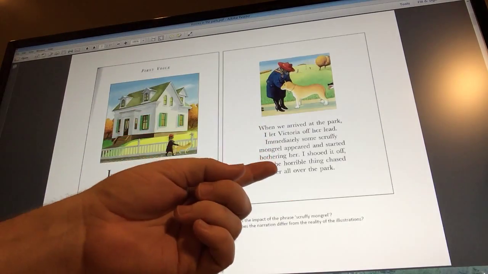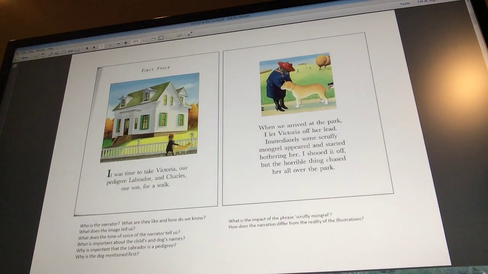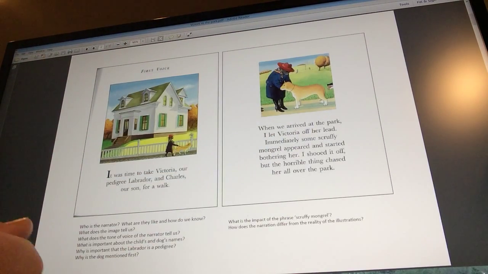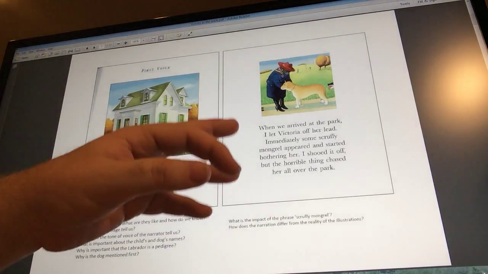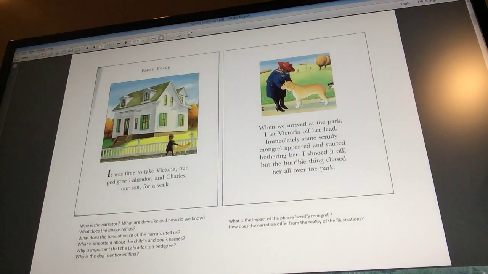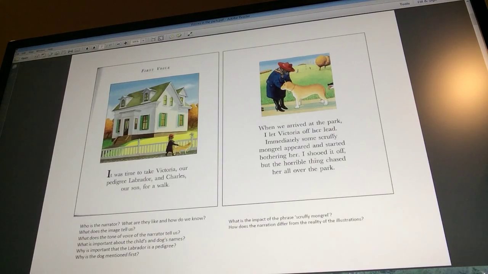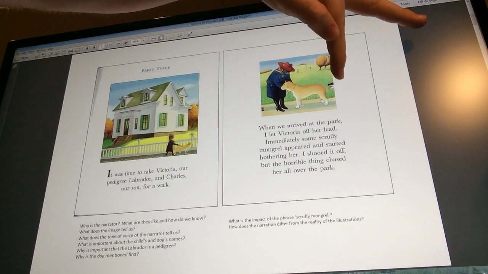On the next page over here, and this is printed in the way that you would have it in front of you in the book, so this is actually a double page spread. So we would see this immediately next to us. What's the impact of the phrase, the scruffy mongrel? So it's here. Immediately some scruffy mongrel appeared. How much of the dog can we as an audience see? If you can't quite make it out, you might just be able to see just here. We see the snout of the dog.